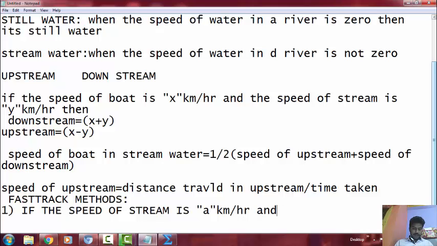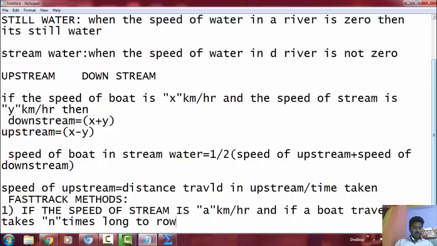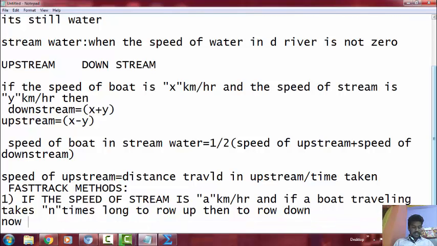If a boat takes n times as long to row up as to row down, then the speed of the boat is equal to a into n plus 1 divided by n minus 1. Okay, this is the case.